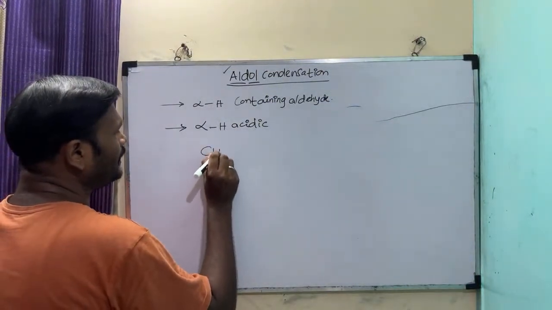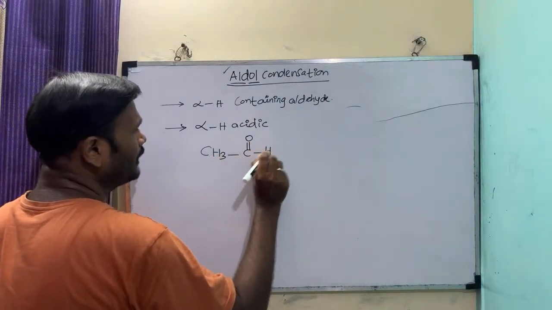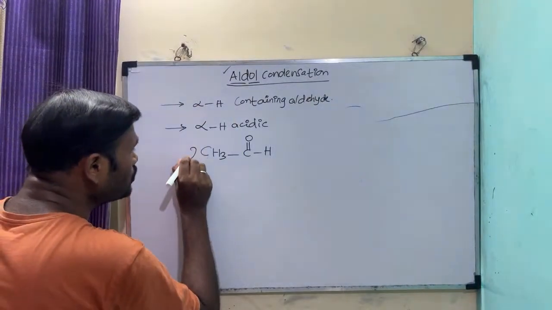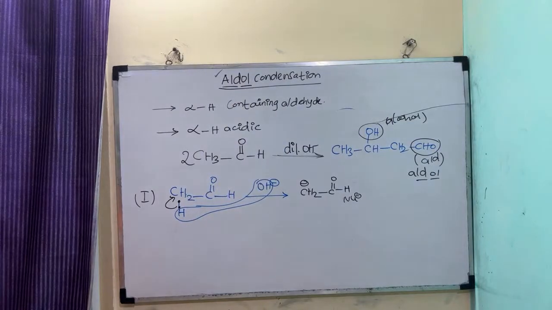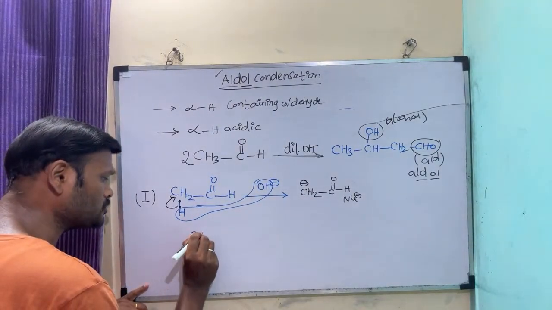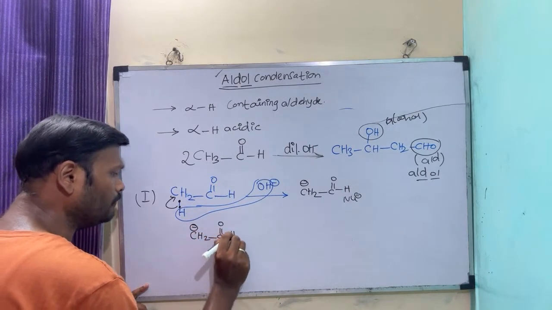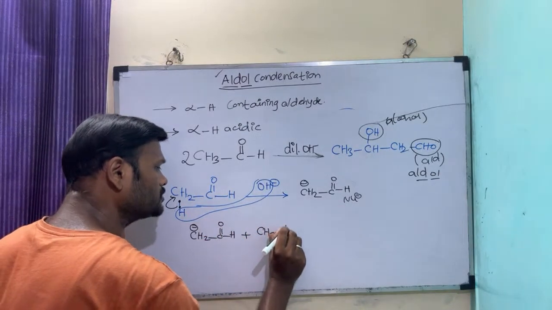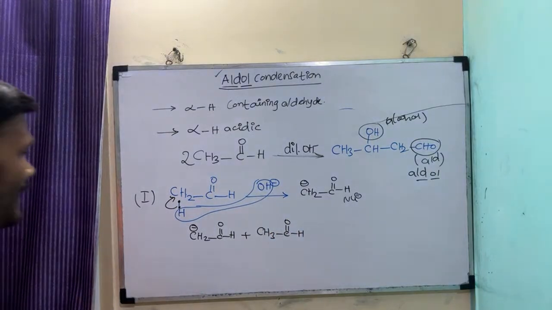Let me take CH3CHO, an alpha hydrogen containing aldehyde. Okay, and these are two molecules of alpha hydrogen containing aldehyde. In the second step, what will happen? That CH2 minus, that nucleophile, will go and attack this second molecule. The second molecule is what? CH3CHO, another aldehyde. Clear? Another aldehyde will be there.